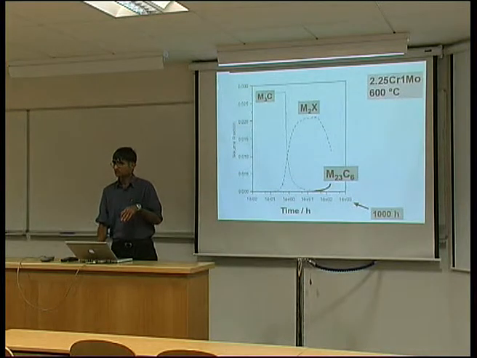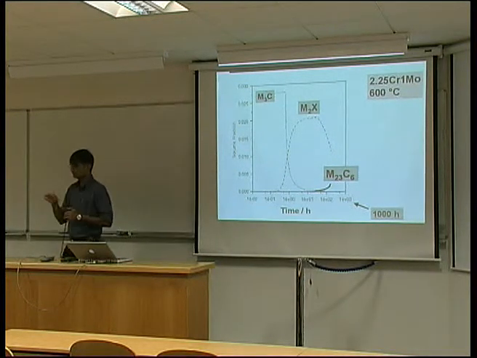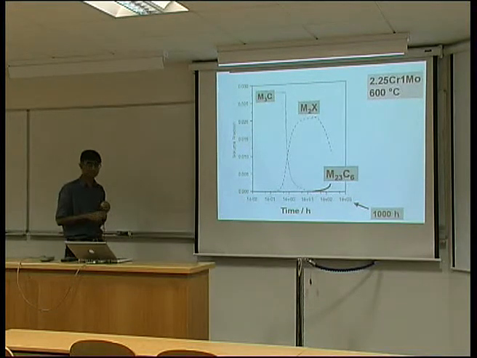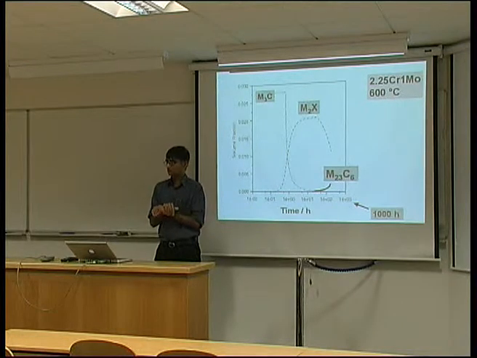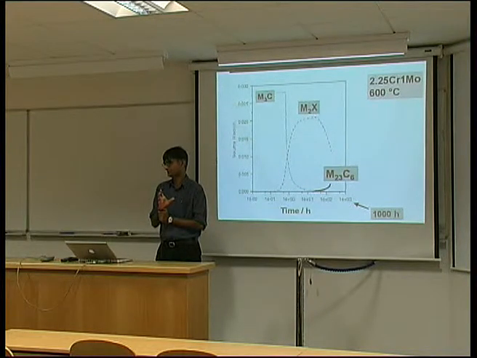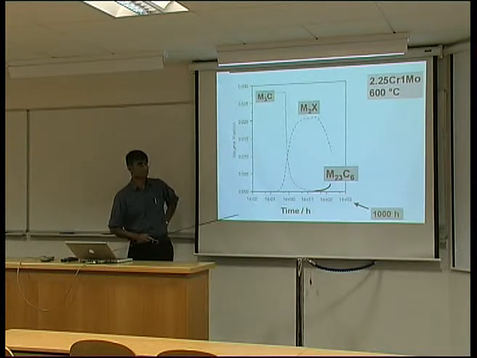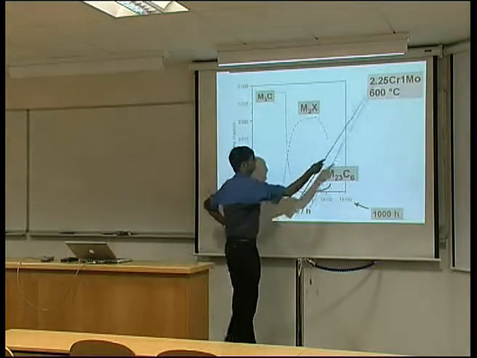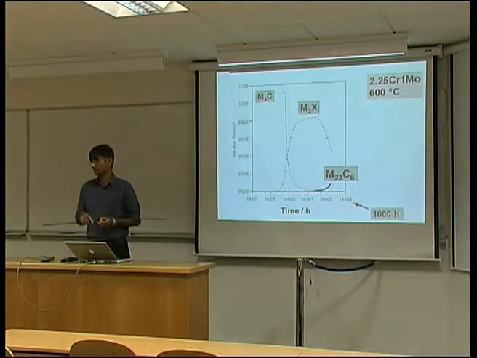Now, one problem with this theory, and it's existed for more than 70 years, it's been exploited in so many different applications, but the significant problem with it is that you can deal only with one phase forming at any instant. Now, if you look at this, this is what happens in steel, which is used in the vast majority of power plants for generating electricity.